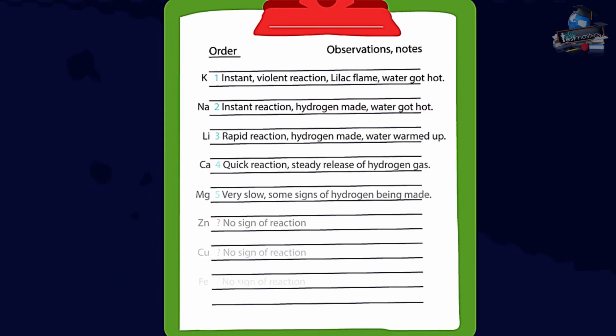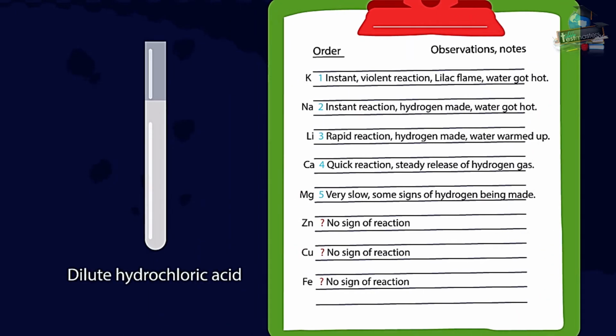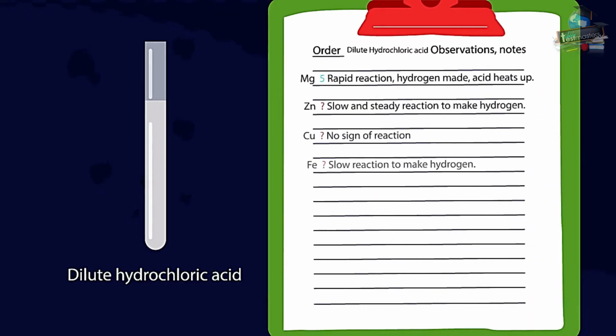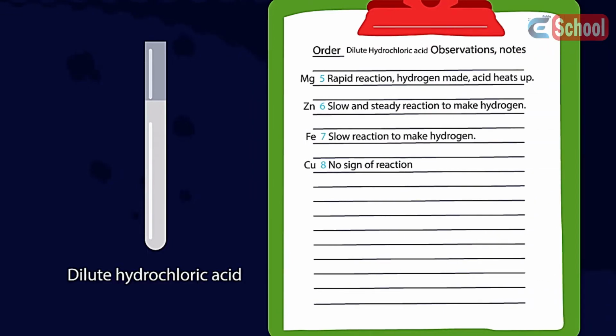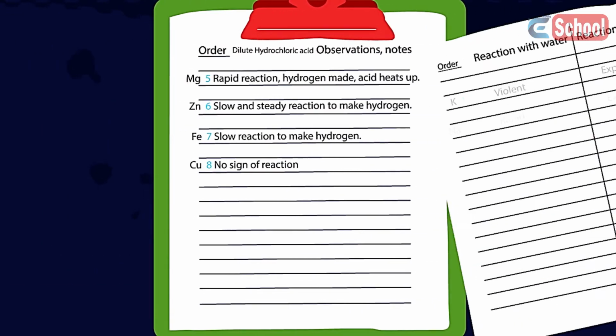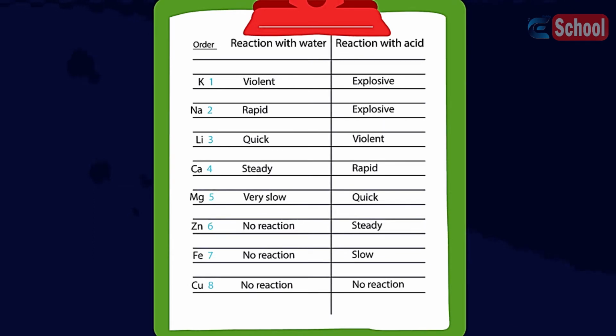Let's rewrite the list. If the experiment is repeated with dilute hydrochloric acid, we can reveal the different chemical reactivity of the metals that have not yet been ranked. And now, rewrite the list again. From these two experiments, we can rank all 8 metals in order of chemical reactivity.